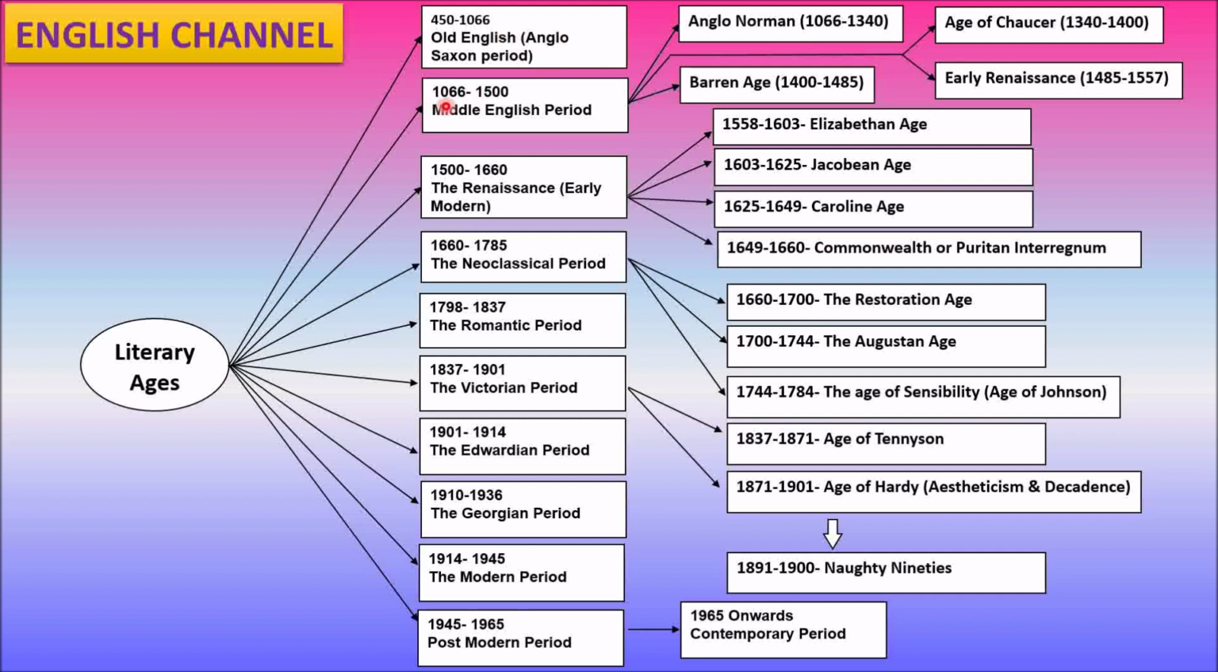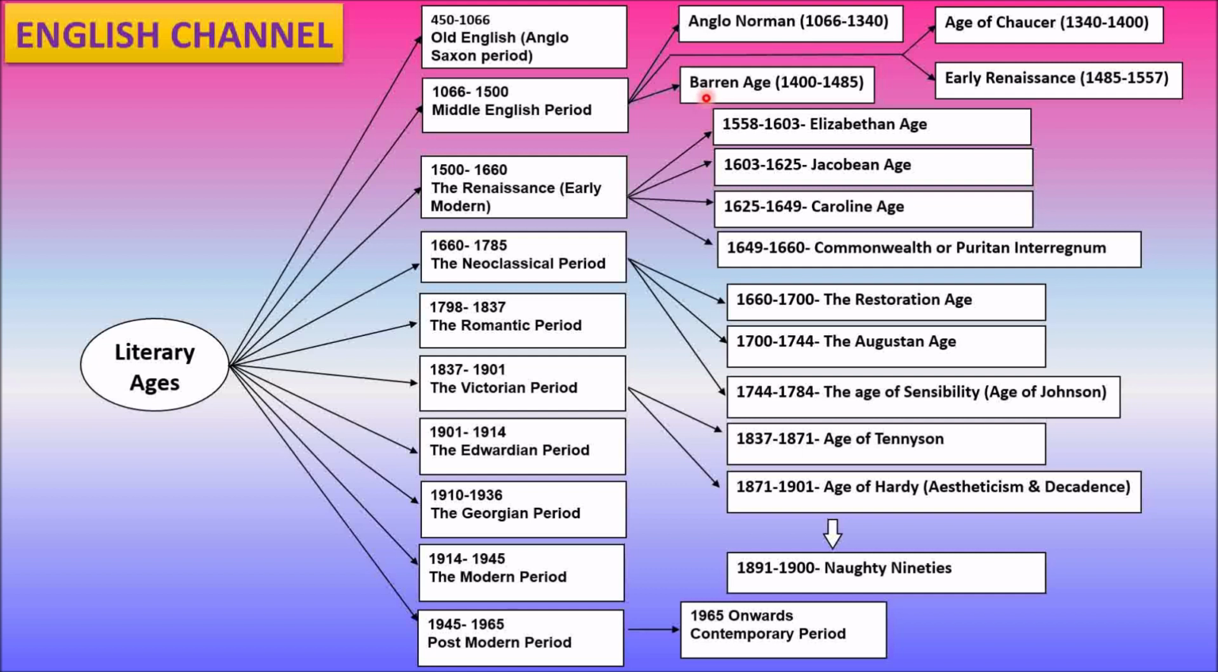The next period, 1066 to 1500, is known as the Middle English period, and this period can be divided into four parts. The first, Anglo-Norman; the second, Age of Chaucer; the third, Baron Age; and of course the early Renaissance. The time period of Anglo-Norman is 1066 to 1340, and 1340 to 1400 is known as the Age of Chaucer, the great Geoffrey Chaucer, the Canterbury Tales, the magnum opus of Geoffrey Chaucer.